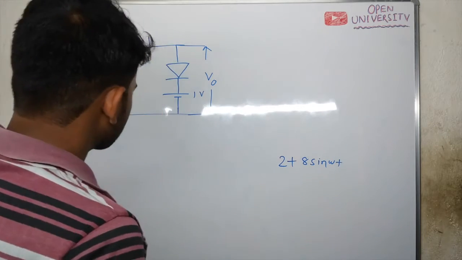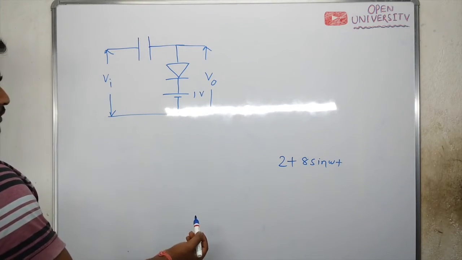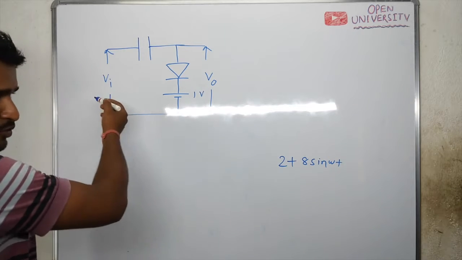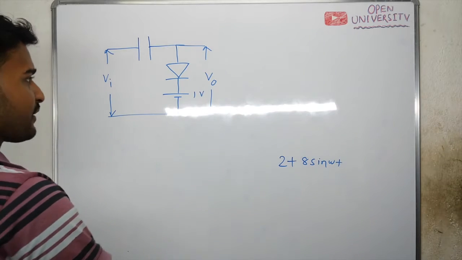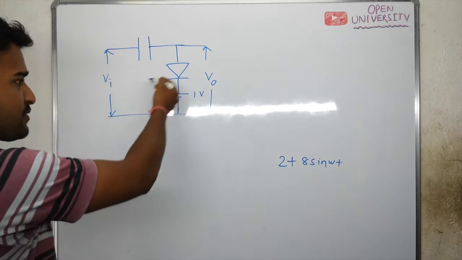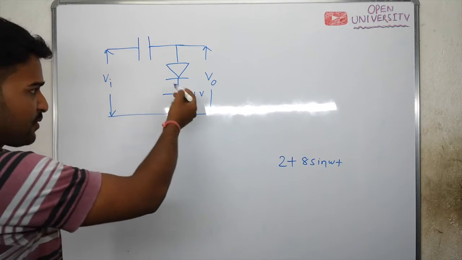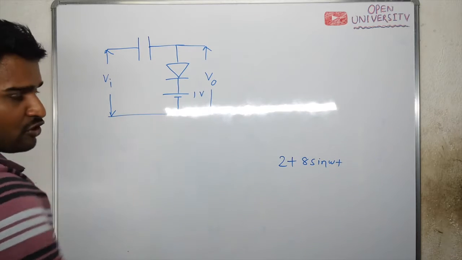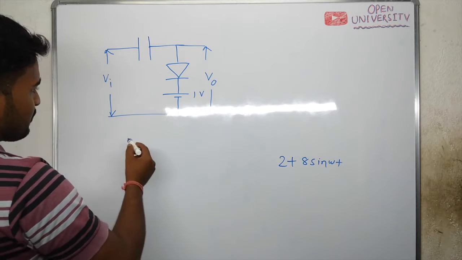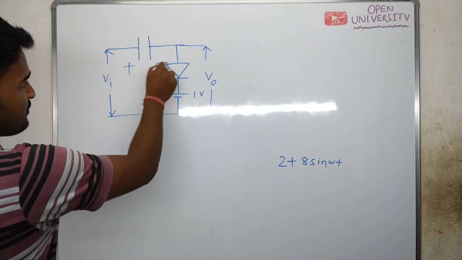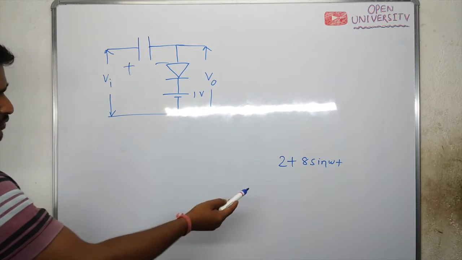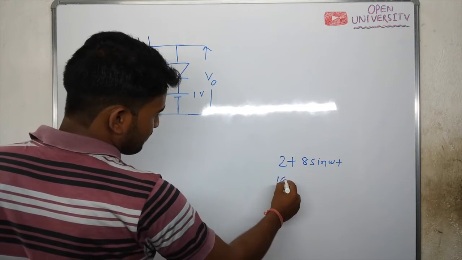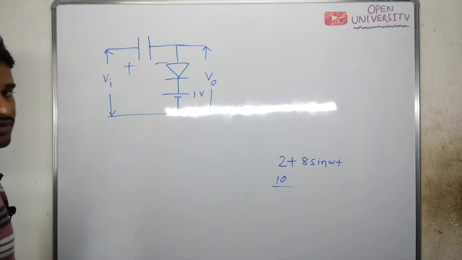Now here the input is a sinusoidal signal. So when VI becomes positive, this diode will be forward biased and it will be replaced with a short circuit. So the capacitor will charge up to how much? What is the maximum value of input? 10 volt. The maximum value of input is 2 plus 8, that is 10 volt.